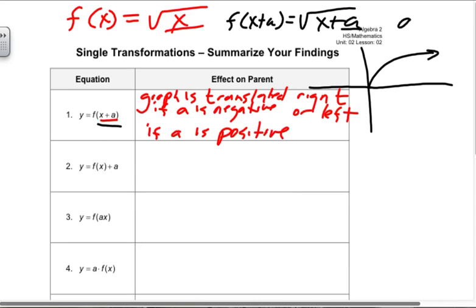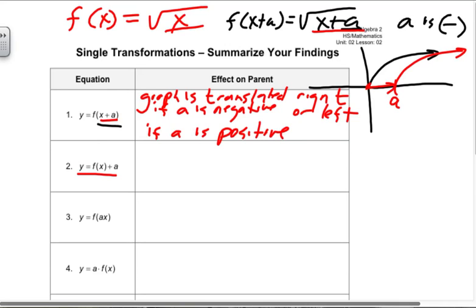So if a is negative, what this is going to do is shift this whole thing to the right a units. So instead of starting at 0, 0 now, it's going to start here and go over. So that's the effect of having a plus or a minus inside your operator. Okay.